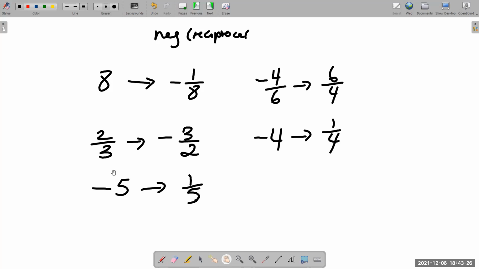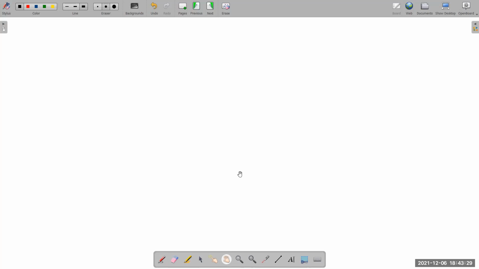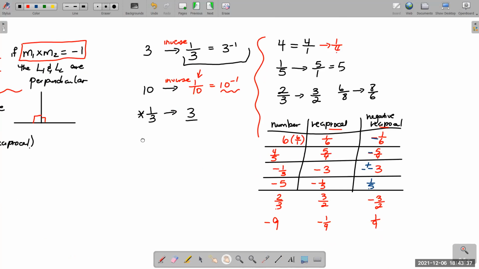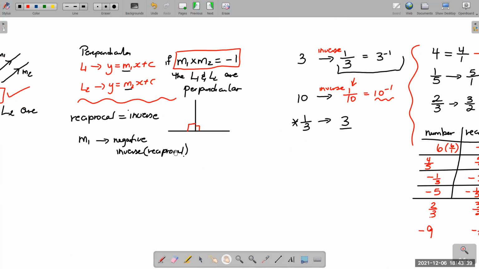So just to touch base, remember, if 2 lines are parallel, what? They both have what? It's just simple. M1 is equal to M2. I can't find anything. Where has everything gone? Okay, look here. Is it this? Okay, yes, look here.